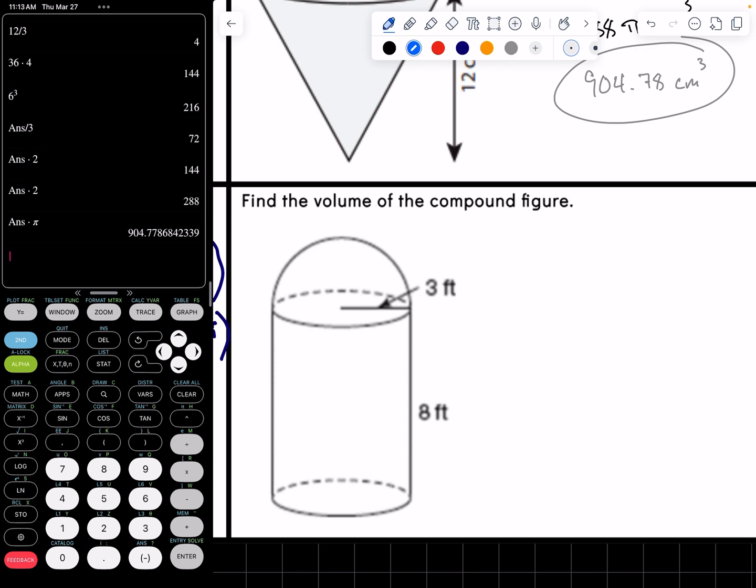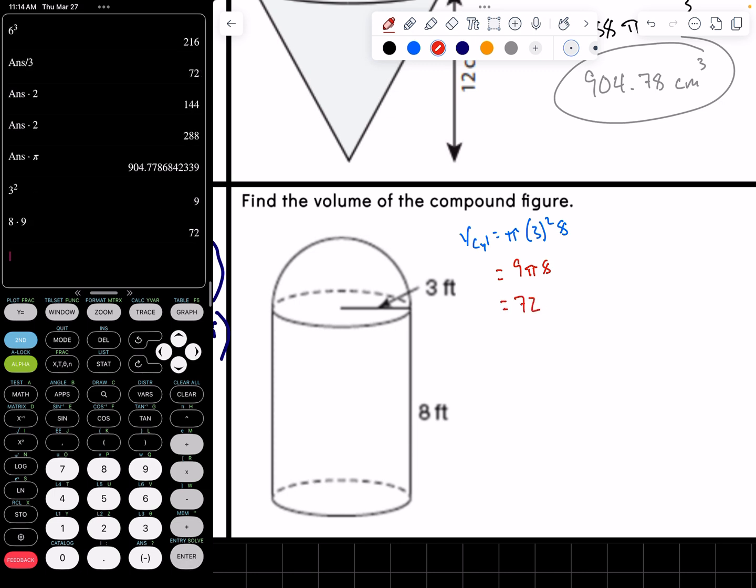So here we've got a cylinder and a cone, or a cylinder and a hemisphere, excuse me. So volume of my cylinder is going to be base times height, pi r squared times the height, which is 8. So 3 squared is 9. 9 pi times 8. 9 times 8 is 72. So we've got our 72 pi to start off with.